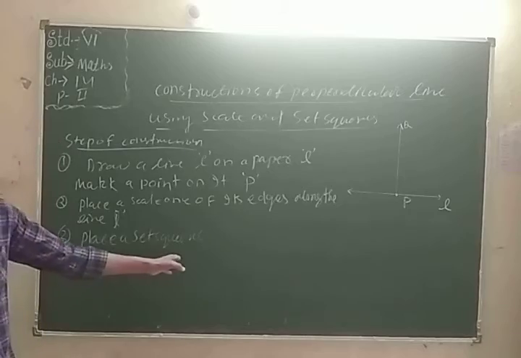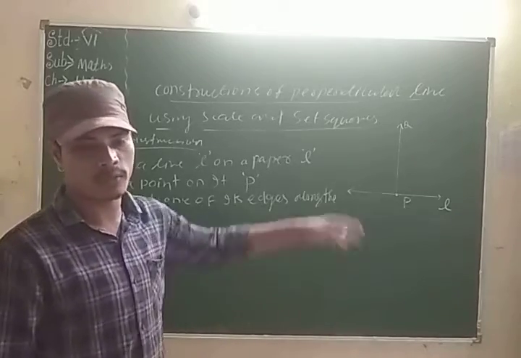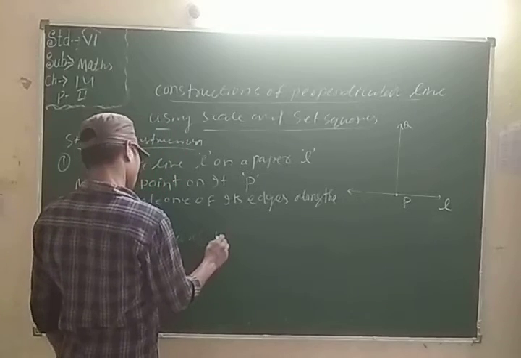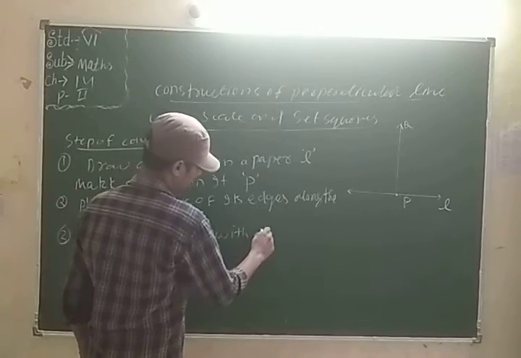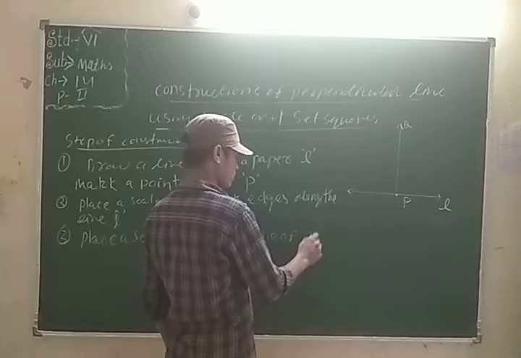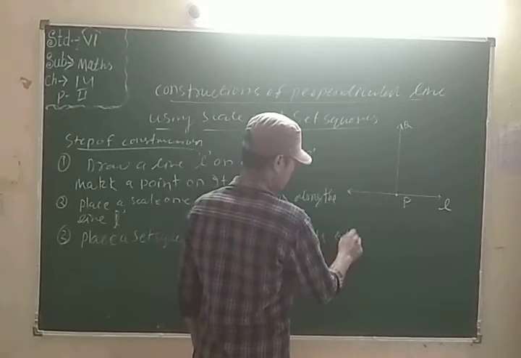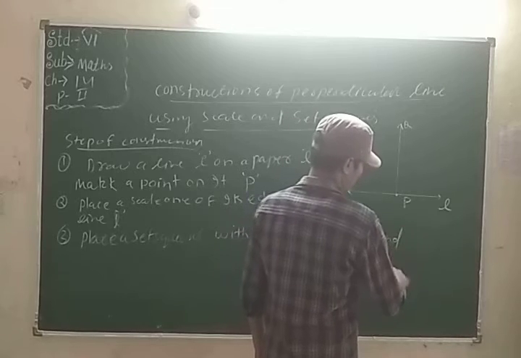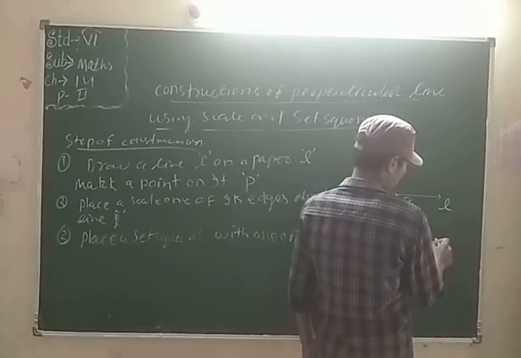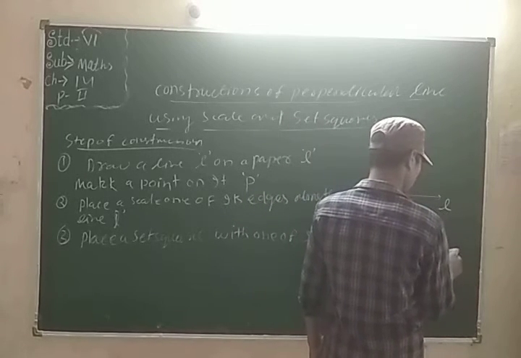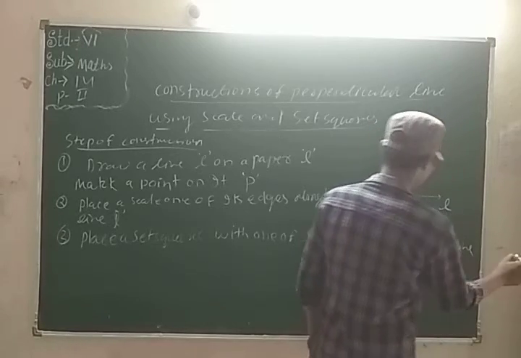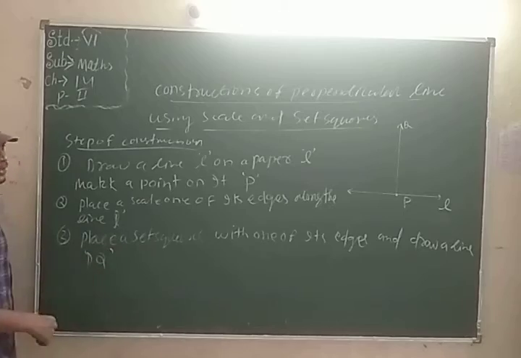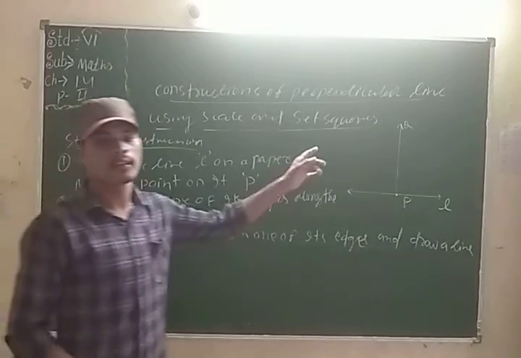Then place the set square with one of its edges on the line and draw a line PQ. Draw a line PQ. Okay, draw a line PQ.